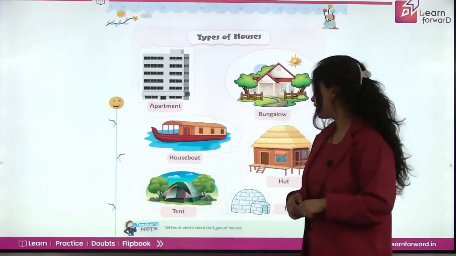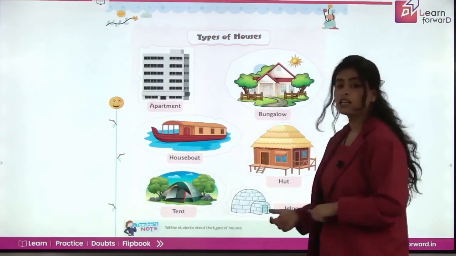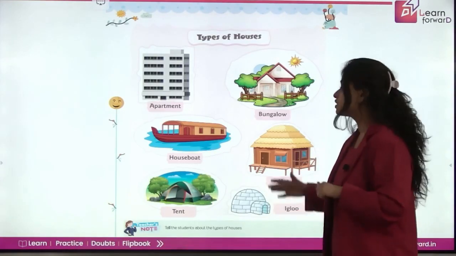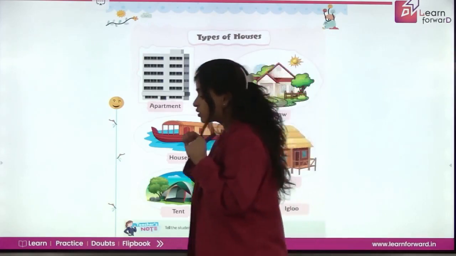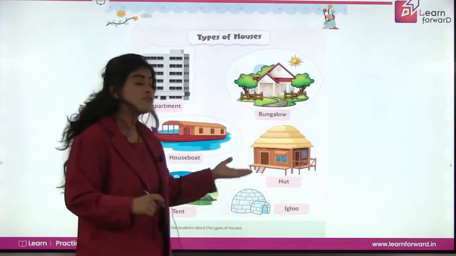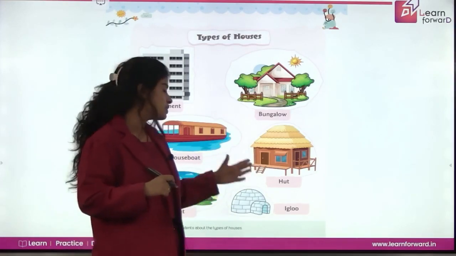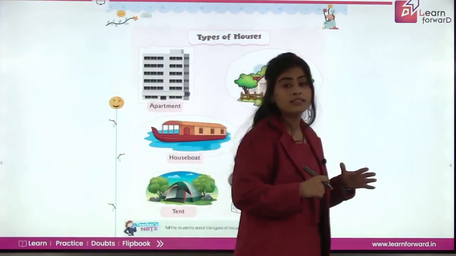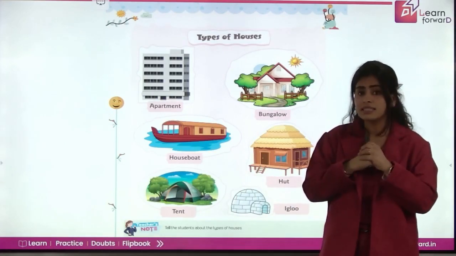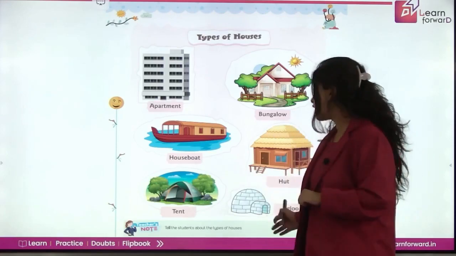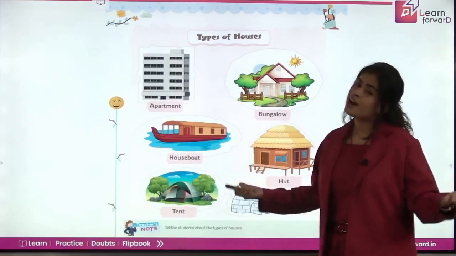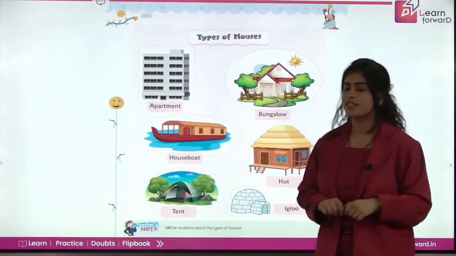Okay. And the last one is igloo. This is igloo. Igloo क्या होता है? Igloo is always in the colder regions where there is ice. It is made up of ice. Okay. Igloo is made up of ice where it is very cold, with very much snowfall and ice. There we find this igloo. Okay. So these are various types of houses that we have learned today.